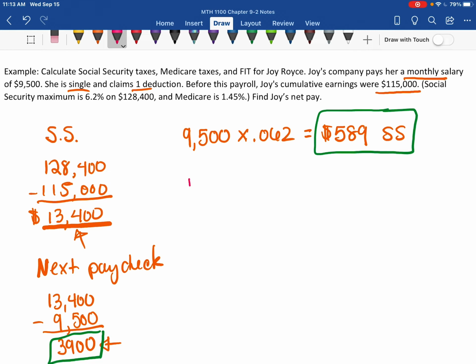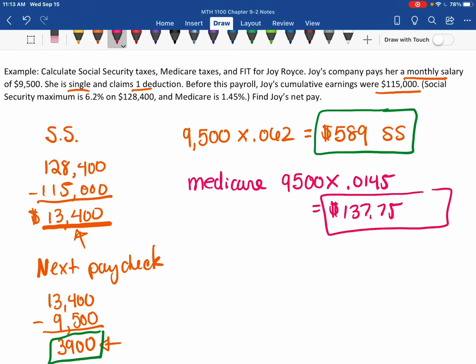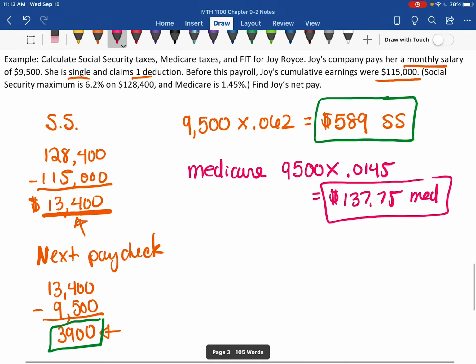Okay, now for her Medicare, there's no base to worry about there, so you're just going to take her gross pay, which is $9,500, and multiply it by 0.0145, because you're taking 1.45% of 9,500, so you have to change it to a decimal. When you multiply that, you're going to get $137.75. So this is what she needs to pay for her Medicare.